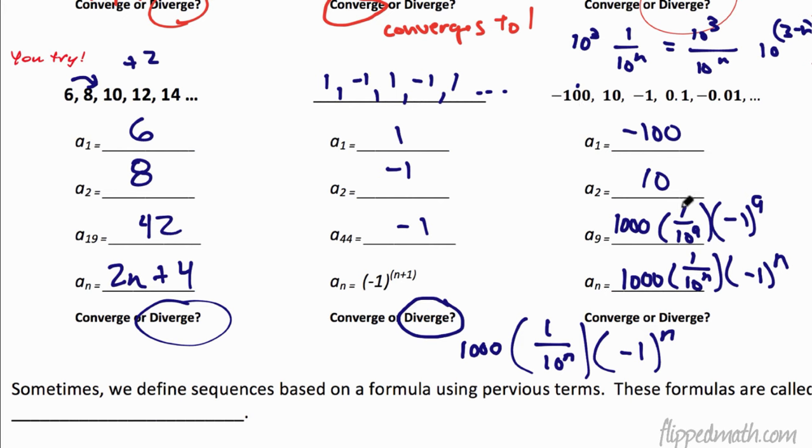Does it converge or diverge? Tell you what, it's getting closer and closer to 0. Even though it's oscillating between negatives and positives, that converges. So we're going to say it converges to 0.